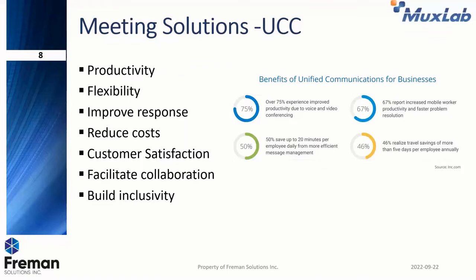67% increased mobile worker productivity and faster problem resolution. About 50% were saving up to 20 minutes per employee daily because the messages were managed more efficiently. And very important, about 46% realized travel savings of more than 5 days per employee annually, because many times the employees don't need to travel to participate in the meetings.